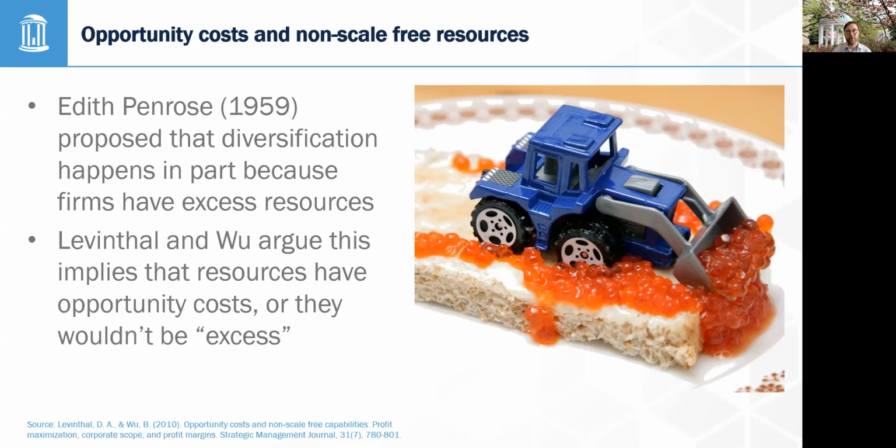This idea goes all the way back to the 1950s with Edith Penrose, who proposed that diversification in firms was driven by excess resources. So for example, if they're producing something but only using half of their manufacturing facility, then they have an excess resource and they can start producing some second product without incurring the cost of building a new factory. What Dan Leventhal and Brian Wu add to this is arguing that whether or not something is excess has to do with whether or not the resource is scale-free and whether or not there is an opportunity cost.